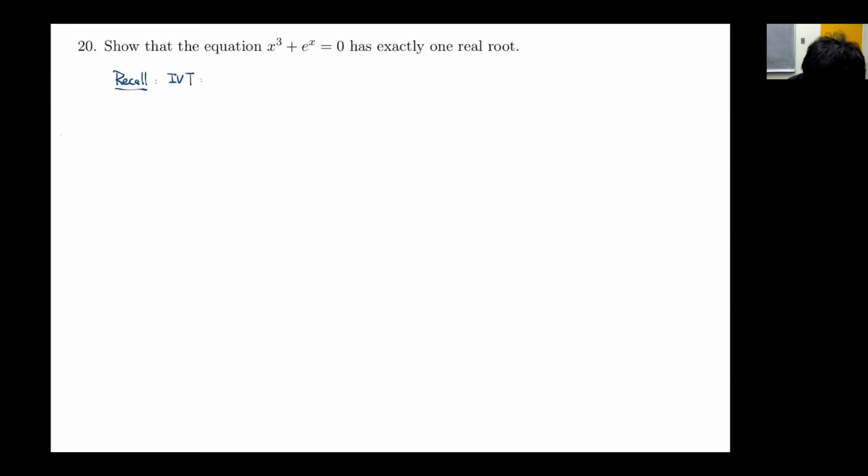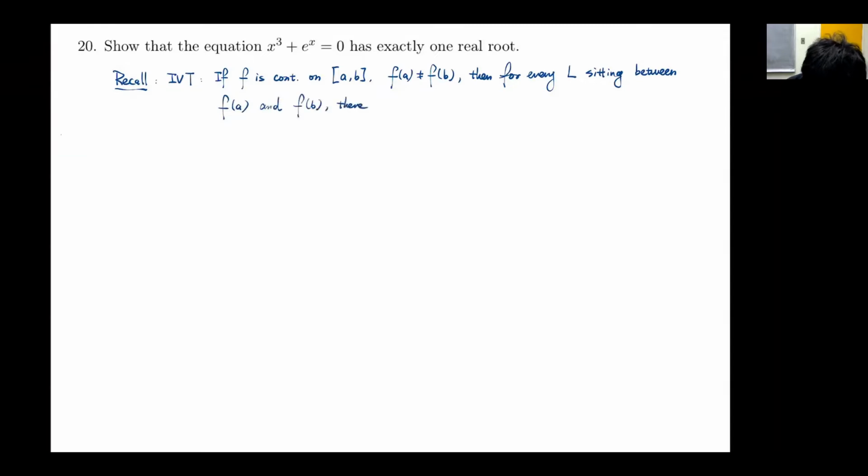It basically says if f is continuous on the closed interval [a, b], and moreover f of a does not equal f of b, then for every number L sitting between f of a and f of b, there exists a c in the open interval (a, b) such that f of c equals L. That's what the intermediate value theorem tells us.